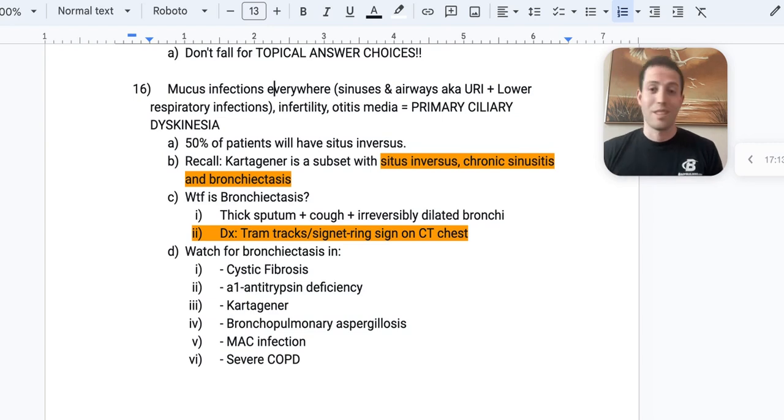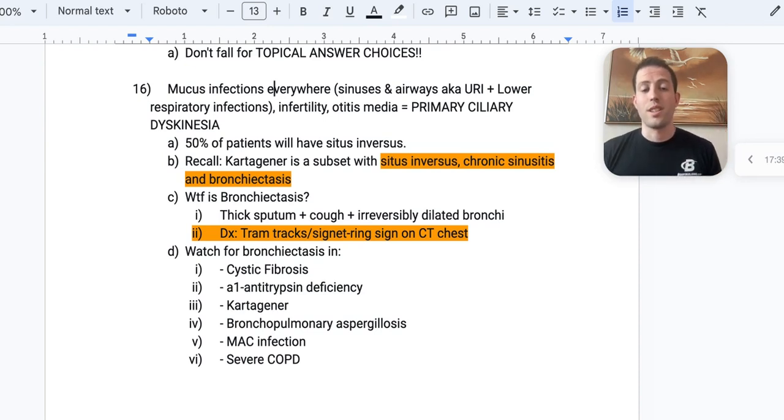And remember, take this way back to step one, back to the biochem section of First Aid. Kartagener syndrome is a subset of primary ciliary dyskinesia that has situs inversus, chronic sinusitis, and bronchiectasis. So one thing I was always confused about on step one was, what the heck is bronchiectasis? So bronchiectasis is thick sputum, a cough with irreversibly dilated bronchi.